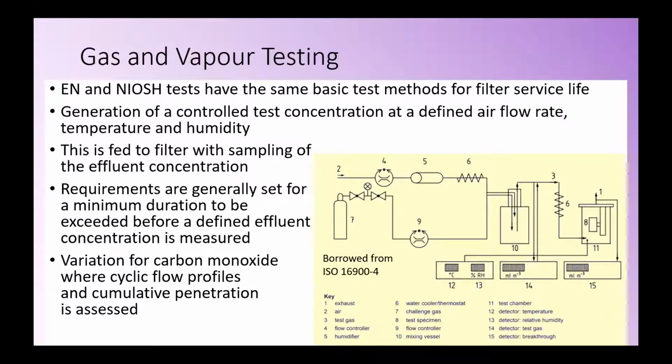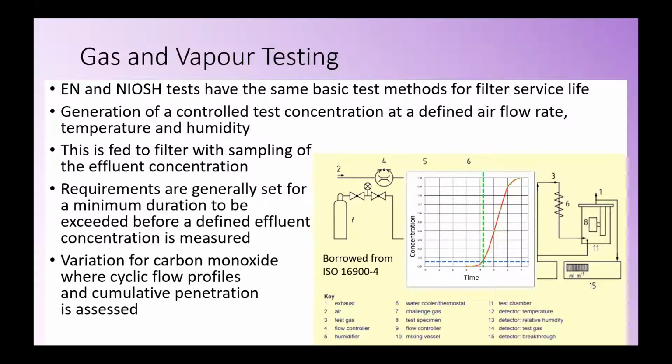Generally, the testing is undertaken creating an atmosphere that's containing a certain concentration of the gas fed into the filter, and then measuring the effluent air from the filter. And often the profile that comes out is a sigmoid type curve of concentration over time, and standards define a concentration, so on the vertical axis, that must not be exceeded by that curve for a certain time. And so they set a duration limit. That's pretty much the standard profile of most gas vapor filter tests.